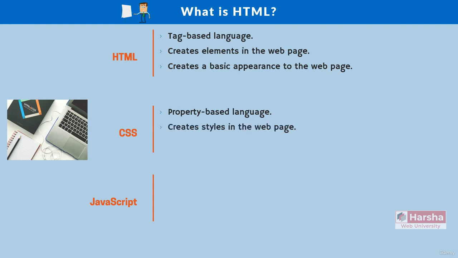CSS is mainly used to apply the styles to elements that are created by HTML. CSS makes the web page beautiful. You can bring neat alignments, space between the elements, borders, shadow, etc. by using CSS. Using the proper combination of HTML and CSS, you can create a web page which is good looking with meaningful content.